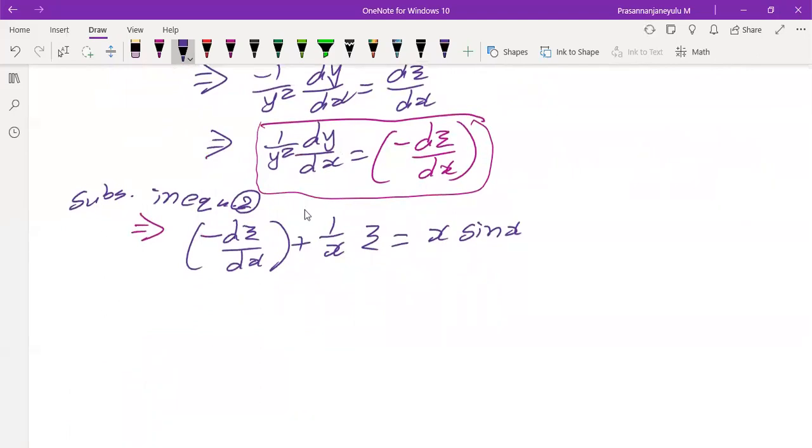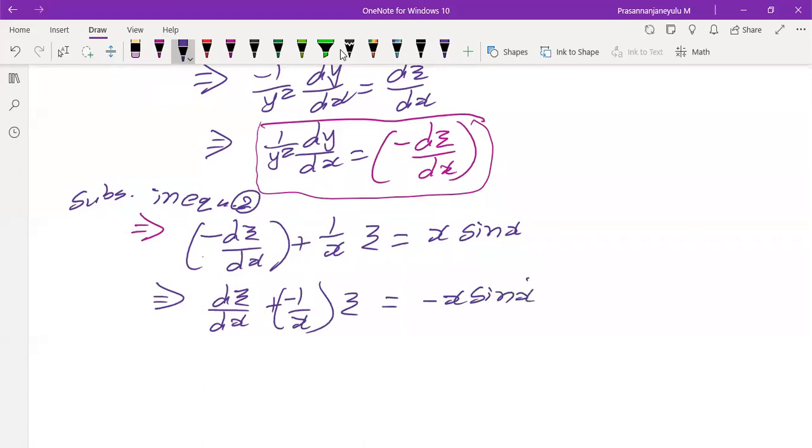Now, according to our discussion, what should the dz by dx coefficient be? It should be only 1, but here it is minus 1. So multiply with minus 1 on both sides. So we'll get dz by dx minus 1 by x into z equals to minus x into sine x. Taking this as equation number 3.